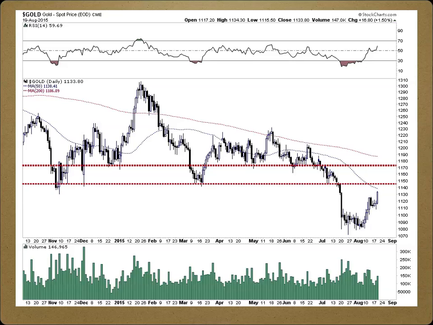So again, to simplify, resistance at 1140 to 1150, but keep an eye on 1175, because I think the odds of that getting hit are higher than they were a couple weeks ago.